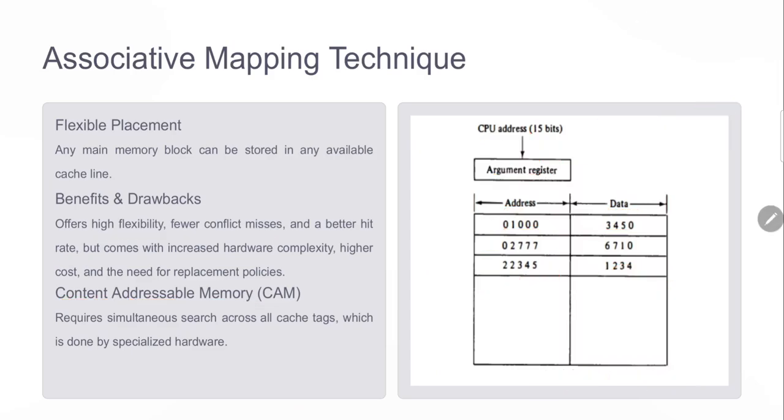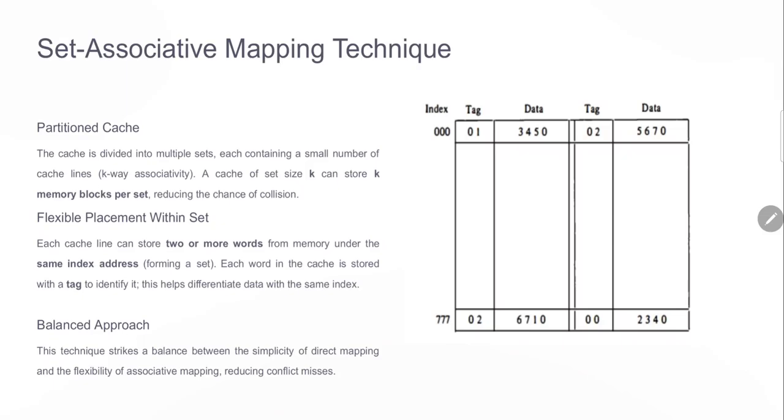Now we move ahead with the last one, that is set associative mapping. As its name suggests, it's a combination of both. It has the simplicity of direct mapping and the flexibility of associative mapping. So we have both here.